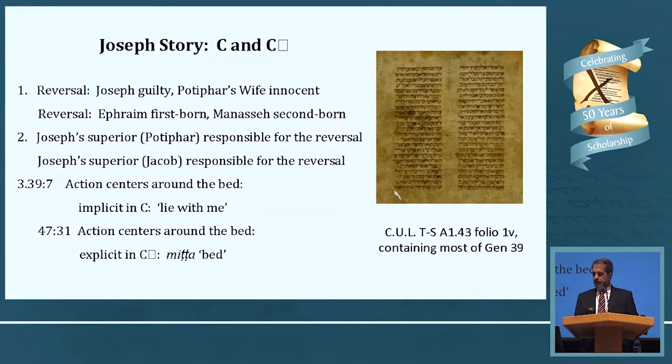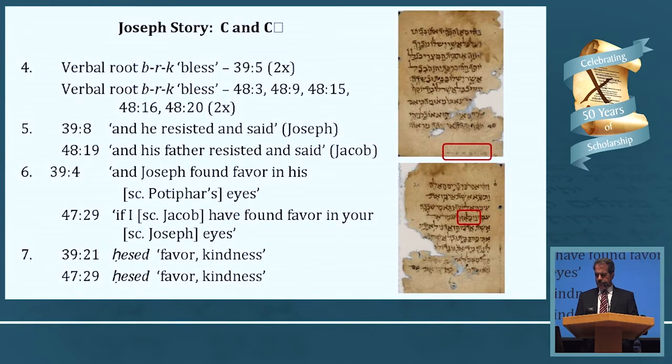You're getting the picture here by now, including the words "lie with me," implying a bed, and I've just circled them for you on the image, and the actual mention of a bed in unit C prime. All similar material unfolding and units matching one another from the two halves of the Joseph story.